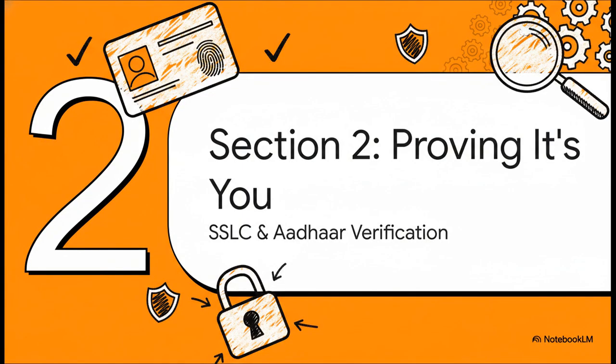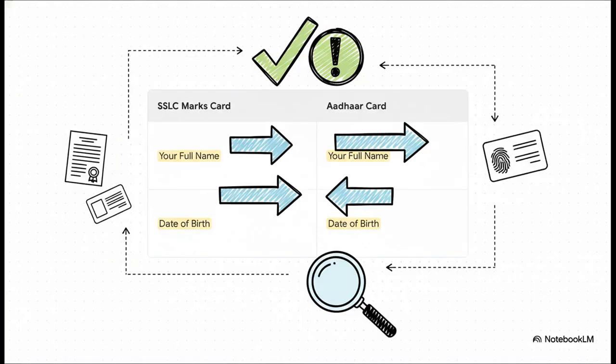And listen, I'm not exaggerating when I say this might be the single most critical step in the whole application. Getting this part right will save you from some major headaches down the road. So please pay close attention here because this is a non-negotiable, deal-breaker rule. Your full name and your date of birth on your 10th standard marks card have to be a perfect character-for-character match with what's on your Aadhaar card.